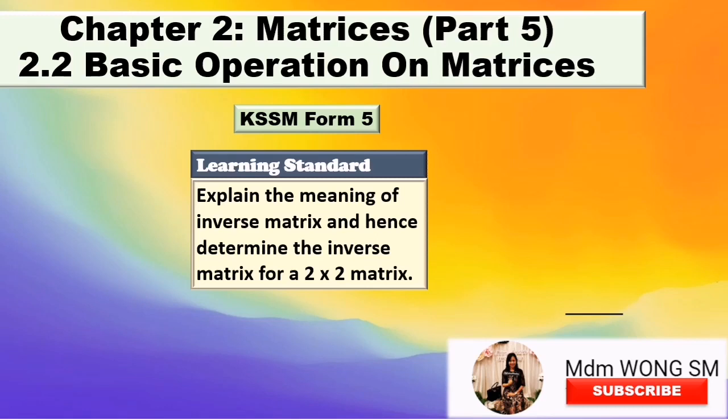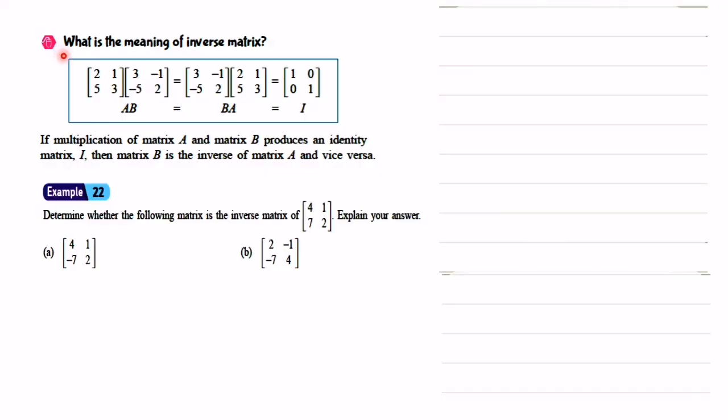In this video, I am going to explain the meaning of inverse matrix and hence determine the inverse matrix for a 2 by 2 matrix. What is the meaning of inverse matrix? If multiplication of matrix A and matrix B produce an identity matrix I, then matrix B is the inverse matrix of matrix A and vice versa.